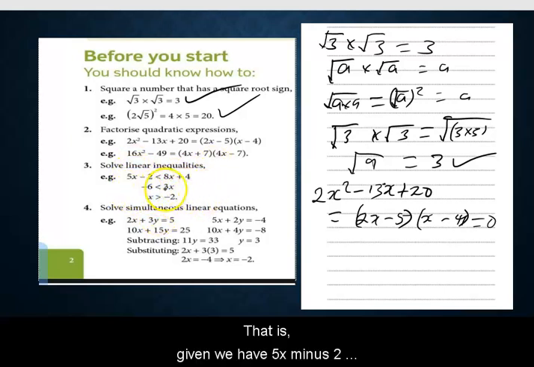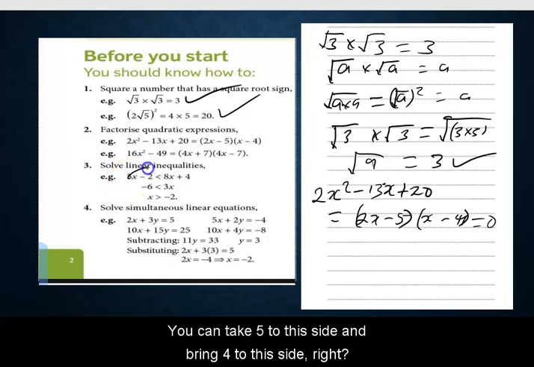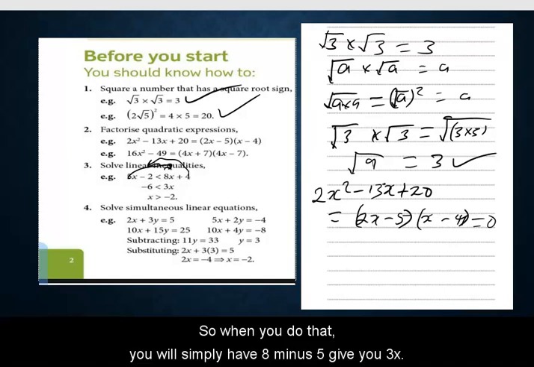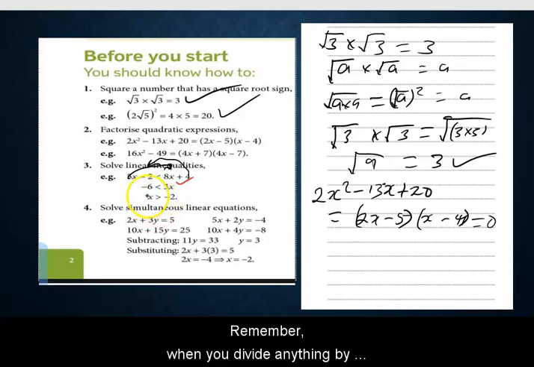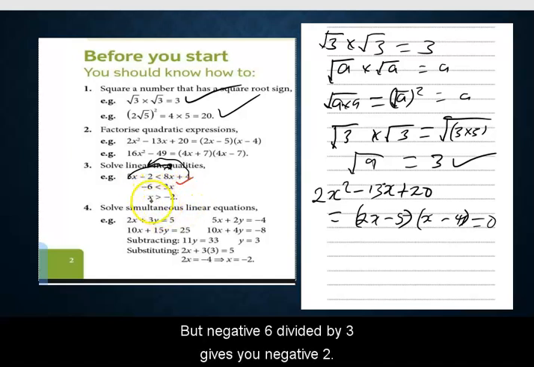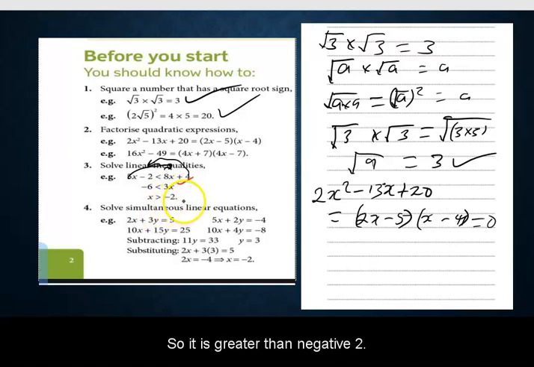Now you can solve the linear inequality that is given. We have 5x minus 2 less than 8x plus 4. What is happening here? You can take 5x to this side and bring 4 to this side, right? So when you do that, you will simply have 8 minus 5 to give you 3x, and then negative 2 minus 4 gives you negative 6. Remember, when you divide by a negative sign, the sign of inequality changes. So our x value is negative 6 divided by 3, which gives you negative 2. So it is greater than negative 2.